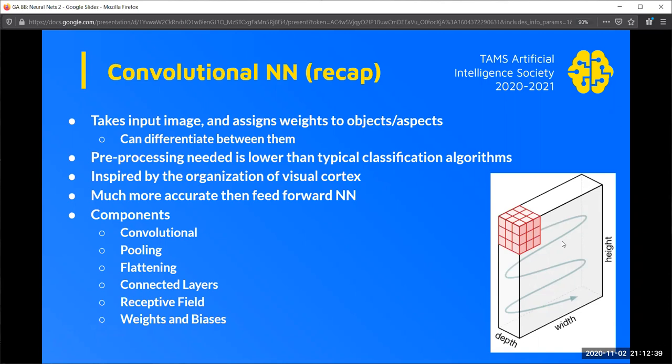But the other tricky part with convolutional neural networks is you have to make sure you don't do it so much that the image is unrecognizable, and then the computer is like, well, now I don't know what this is, so I'm just not going to do anything.